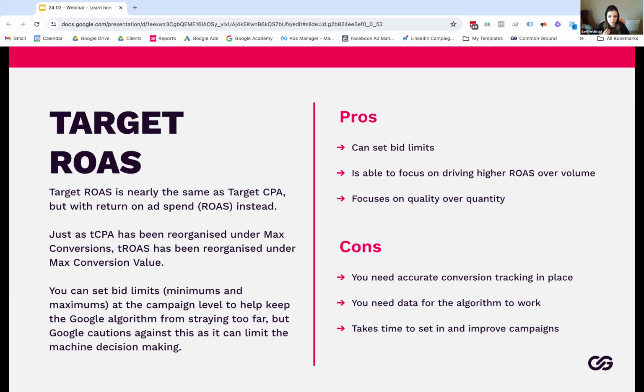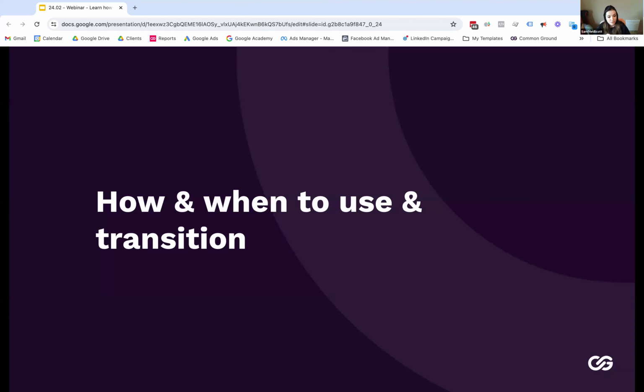Then the thing is, with this, again, you need accurate conversion tracking. I know I say this a lot, but you generally need to get it sorted. Like day one, you want to have it all set up so you know what your campaigns are doing, and Google has as much information as possible. You need data for it to work, and it does take time to settle in and improve. So they're sort of the main ones we'll be focusing on.